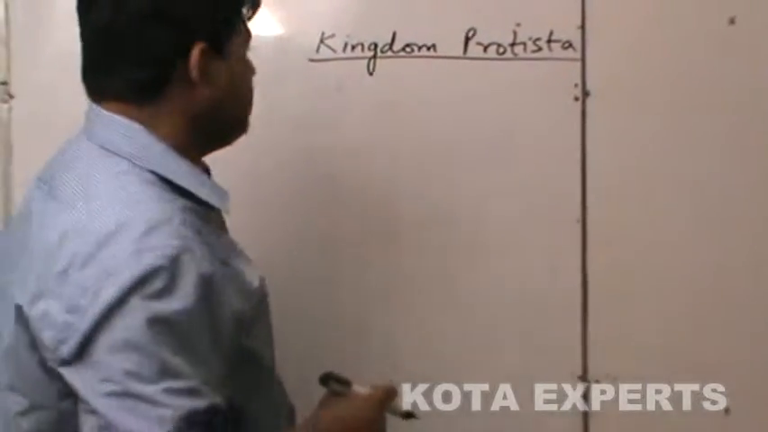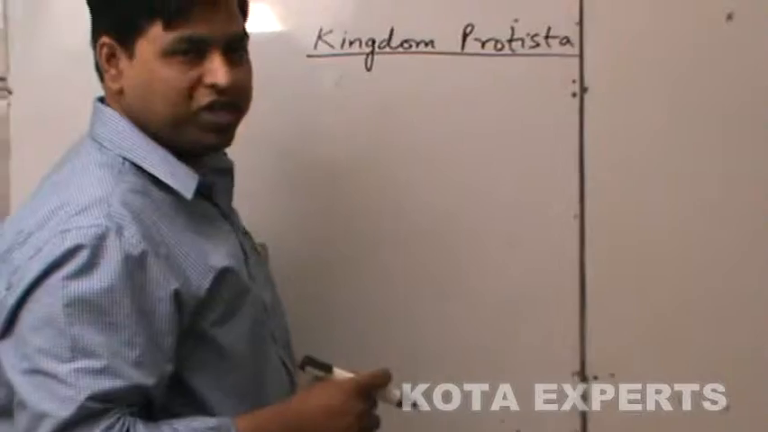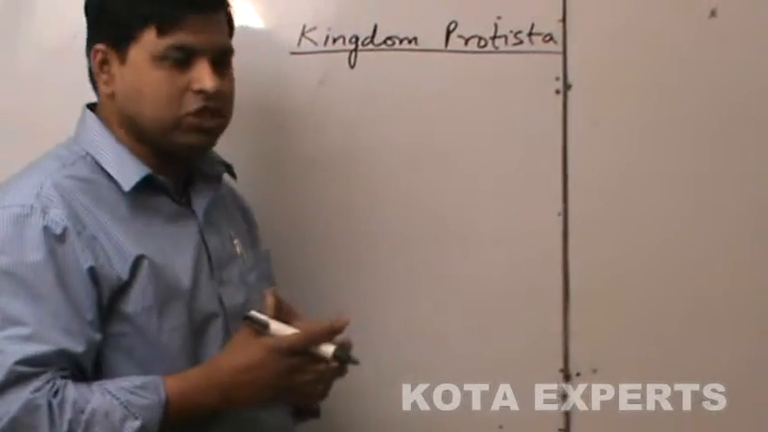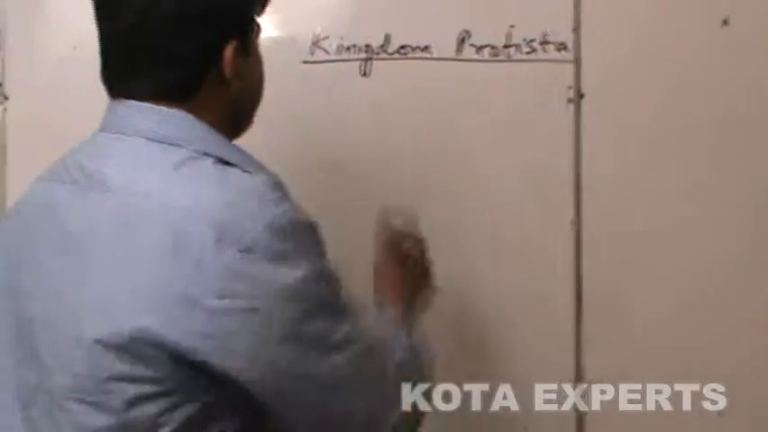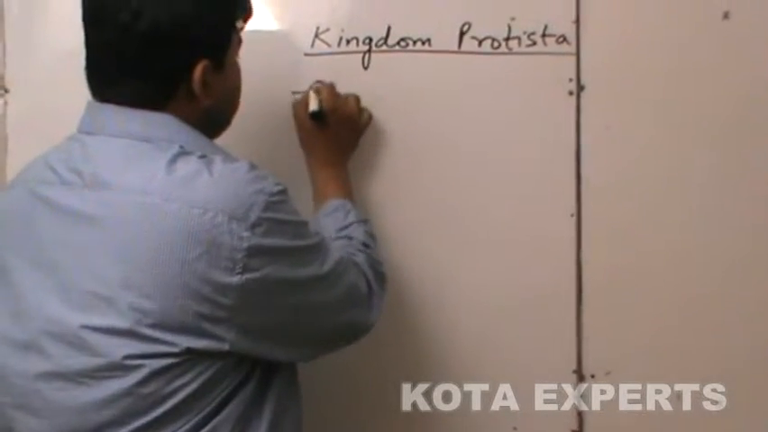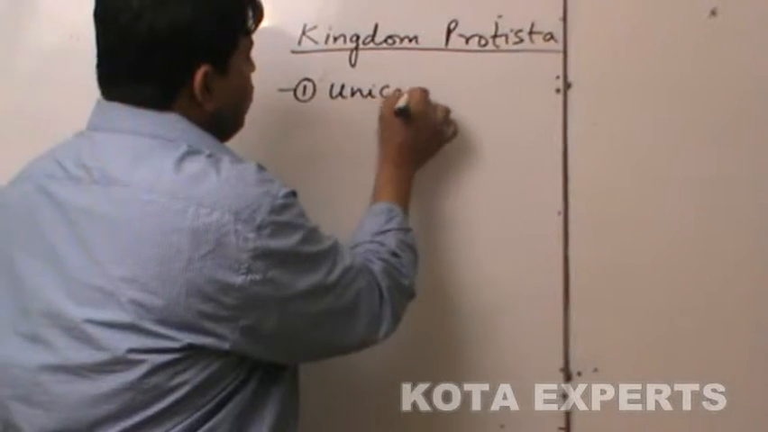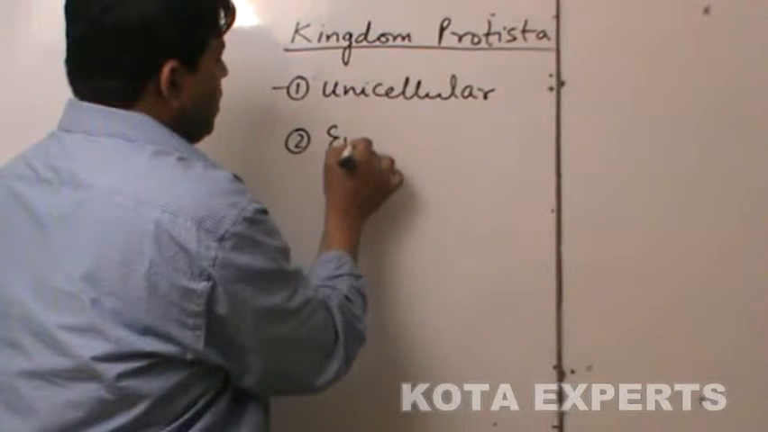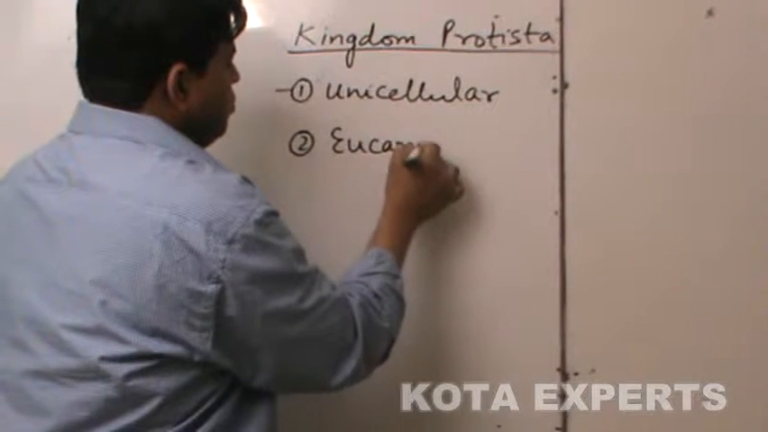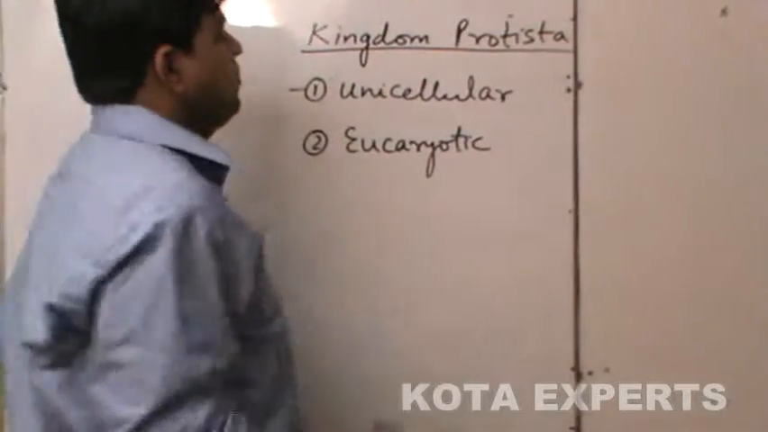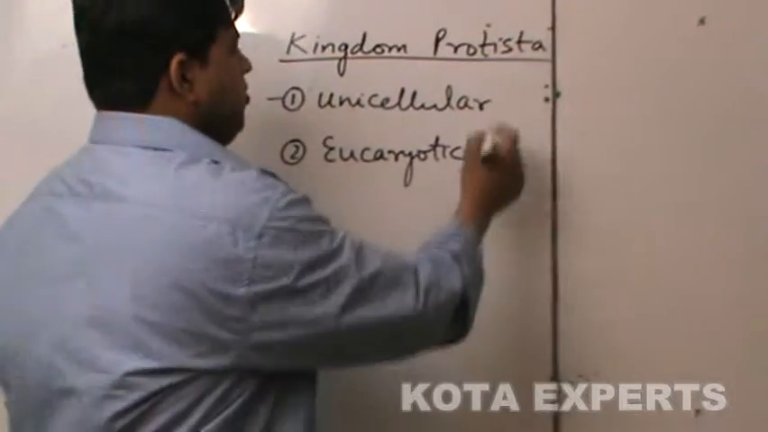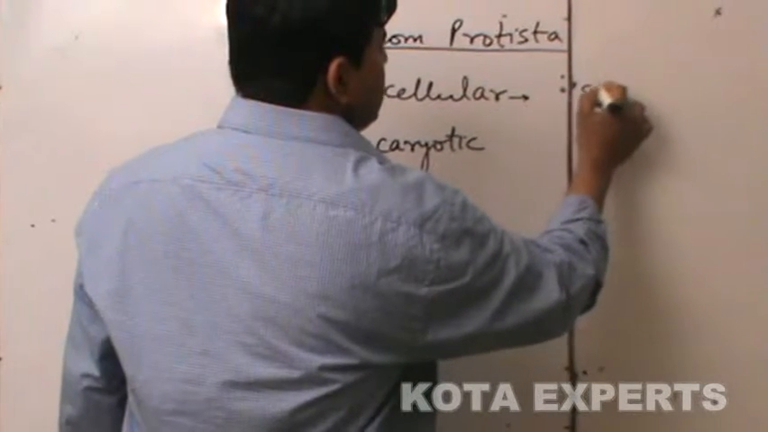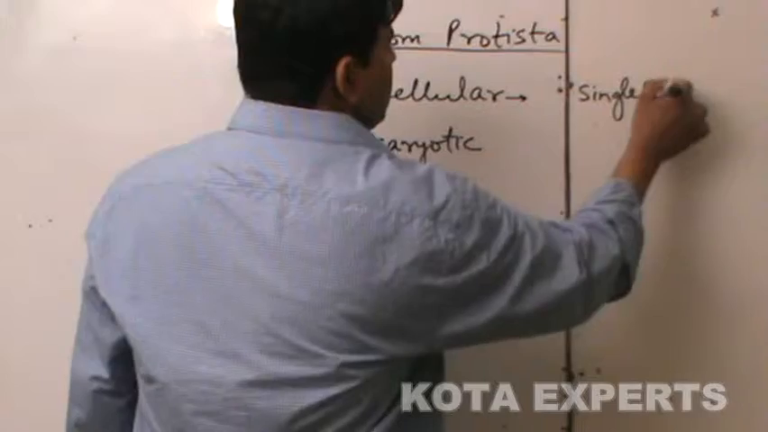Okay, today we are going to study about kingdom Protista, which means a group of organisms. The protists are a group of unicellular and eukaryotic organisms. What do you mean by unicellular? Unicellular means only a single cell.